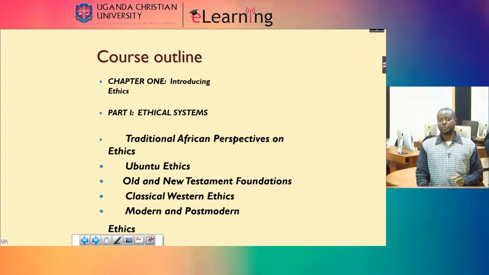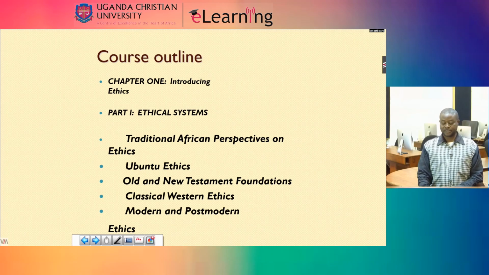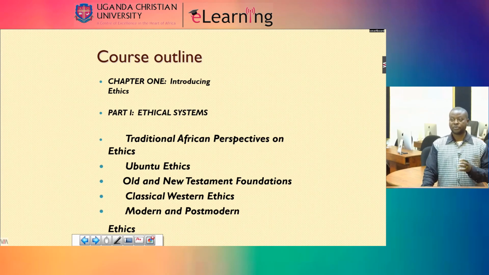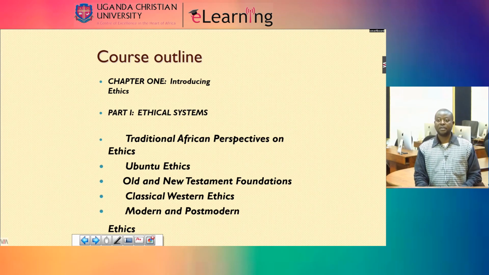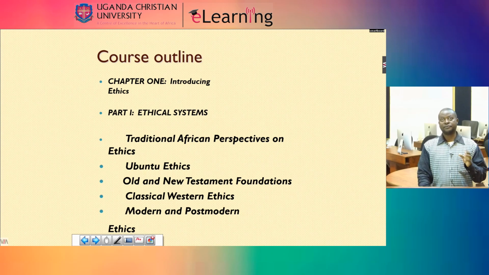Now, what should we expect to cover this semester? This course unit is divided into two. We have the theory part and the application part. Under the ethical theory system, we are going to study the meaning of ethics, and then we shall look at traditional African perspectives on ethics. We shall look at Ubuntu ethics, and then Old and New Testament ethics, and then we shall go further to look at classical Western ethics, modernism and postmodernism.